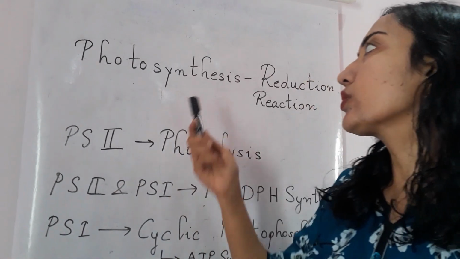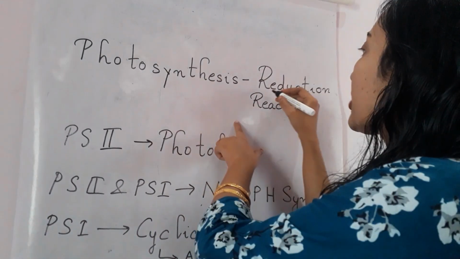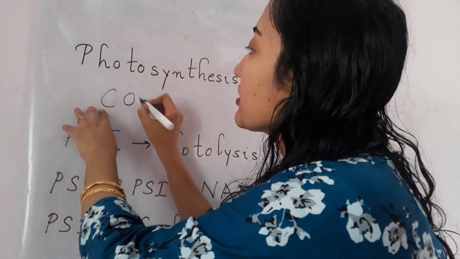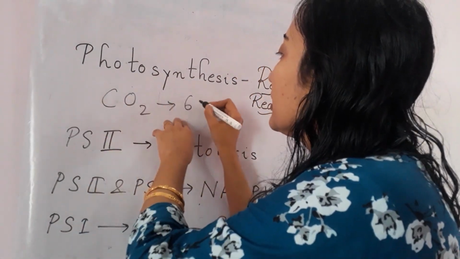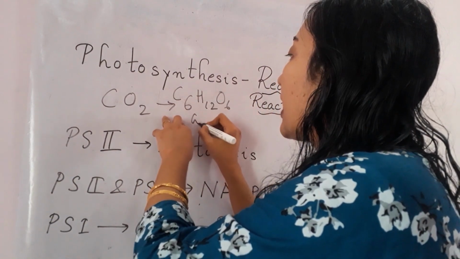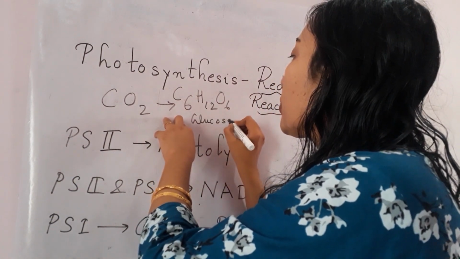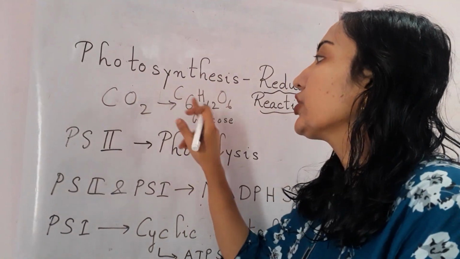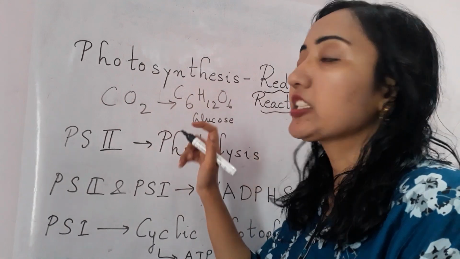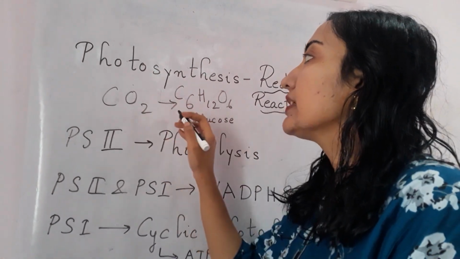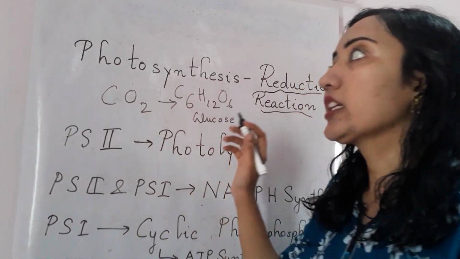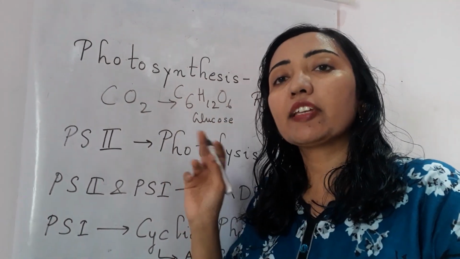So first of all, photosynthesis is a reduction reaction, because carbon dioxide is converted into C6H12O6, which is glucose. Addition of hydrogen is reduction. So photosynthesis is a reduction reaction because carbon dioxide is being converted into glucose, and there are two steps: light reaction and dark reaction.